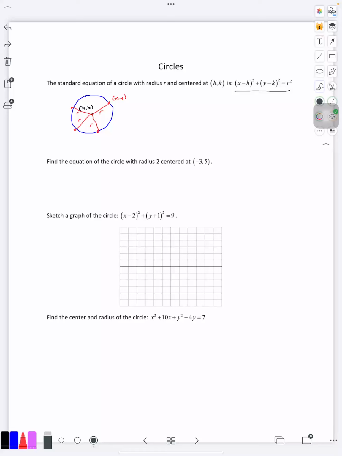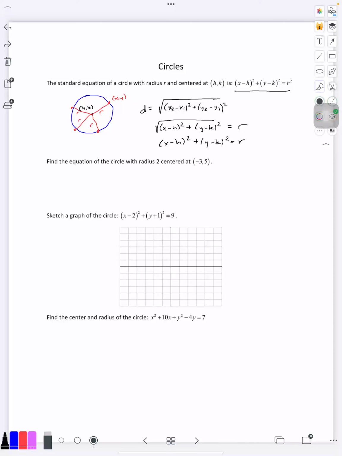So we're looking for the distance being r, and then you remember what the distance formula is. The distance formula is the square root of (x2 minus x1) squared plus (y2 minus y1) squared, which, remember, comes from the Pythagorean theorem. Now, the distance from this point (x, y) to the center (h, k) would look like this, and we want that to always give the radius r. Now you square both sides, and lo and behold, we get the standard equation for a circle.